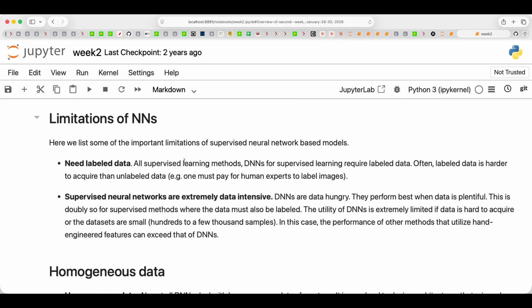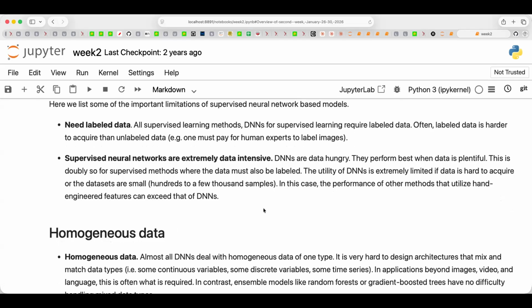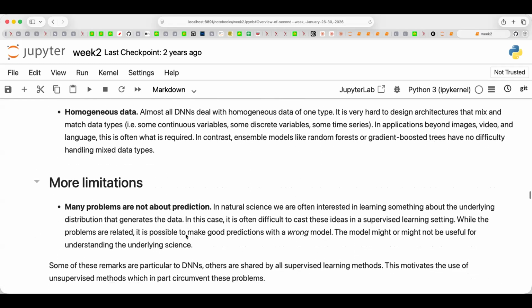So normally all these supervised learning methods often require labeled data, and labeled data is something which can be limited. They are also normally very data intensive. So clearly, the more data you have, the better the fitting. But that's common for basically all statistical analysis methods, machine learning methods, etc. It also works best normally on homogeneous data.